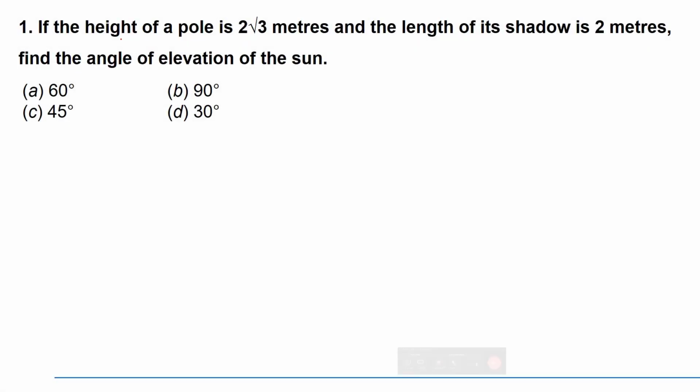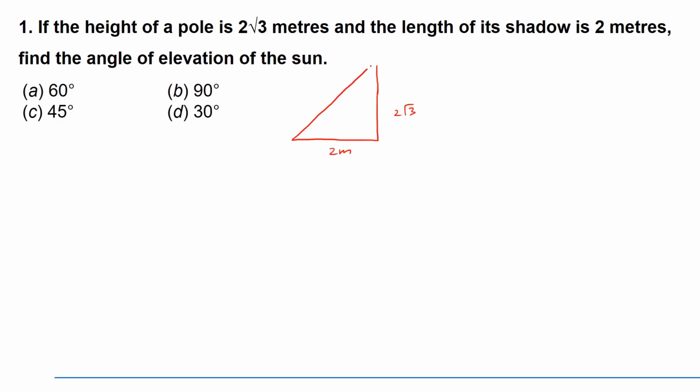First question. If the height of a pole is 2 root 3 meters and the length of its shadow is 2 meters, find the angle of elevation of the sun. Let me draw the pole. This is having the height of 2 root 3 meters and the shadow cast is 2 meters. So this will be longer than 2.